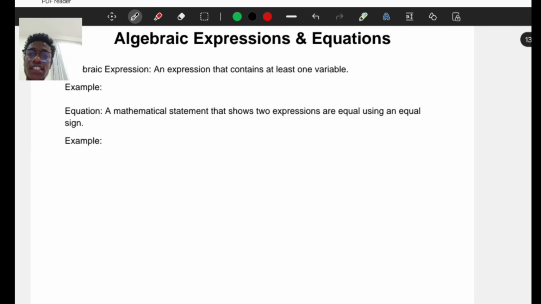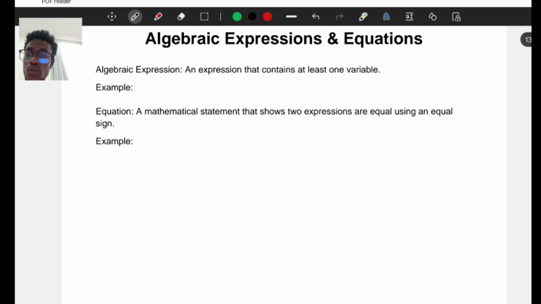And the other one is algebraic expression and the equation. What is an algebraic expression? It is an expression that contains at least one variable. It can contain more than one variable. For example, 4x is an algebraic expression. 4xyz is also an algebraic expression. 2x squared plus 9yz is equal to 0 is an algebraic expression. To be an algebraic expression, it must contain at least one variable which can change.